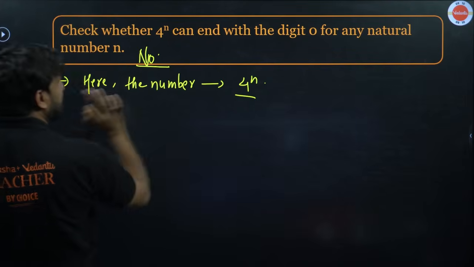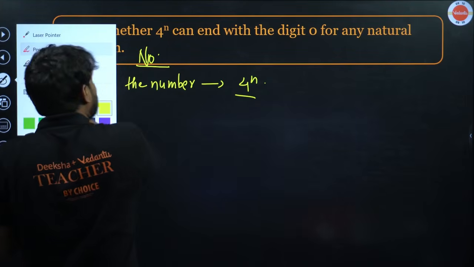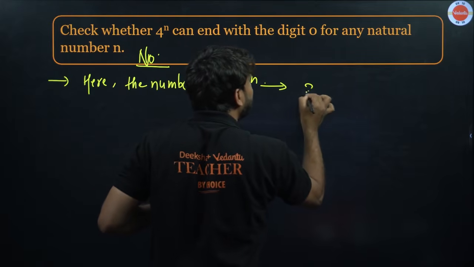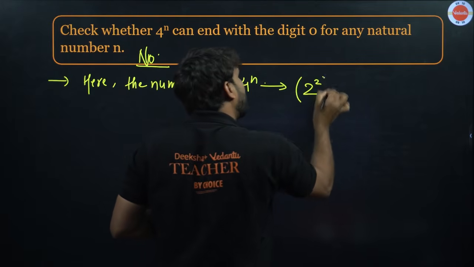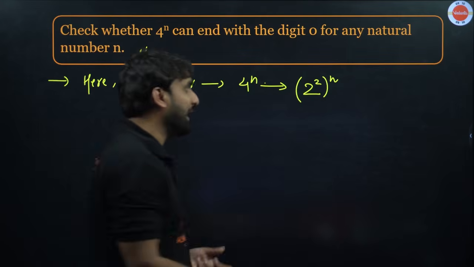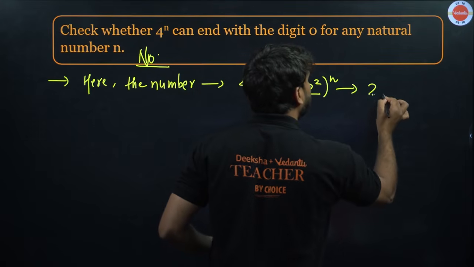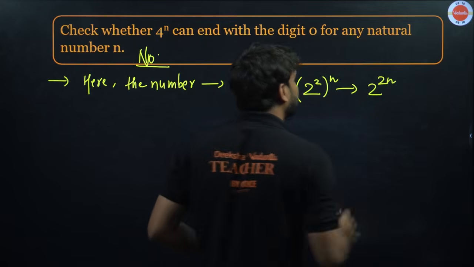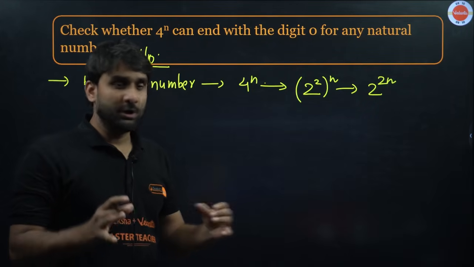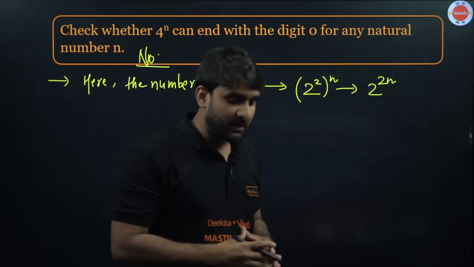Can we modify this number? It can also be written as 2 to power 2, to power n, if you agree. 4 can be written as 2 to power 2, so it implies that 2 to power 2n will be the result. I hope this is clear to you all. 2 to power 2n will be the result.